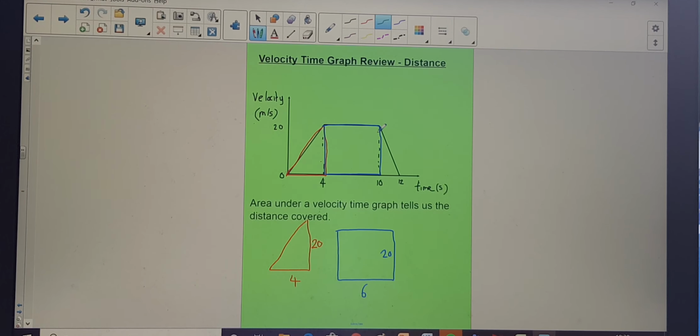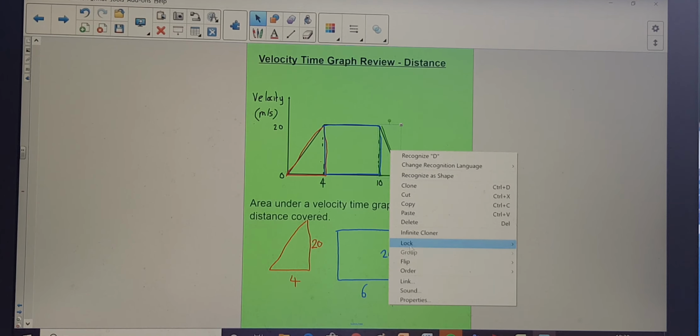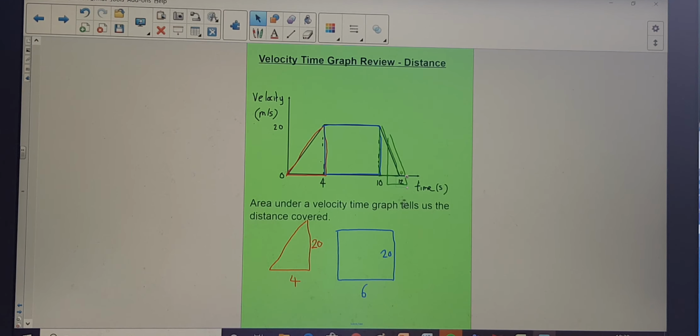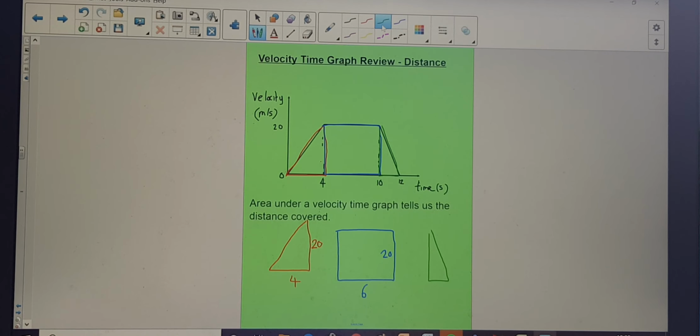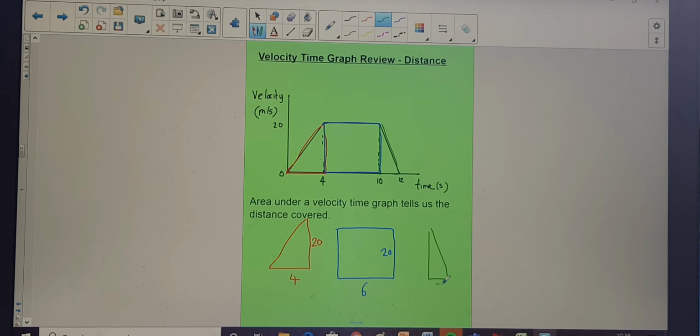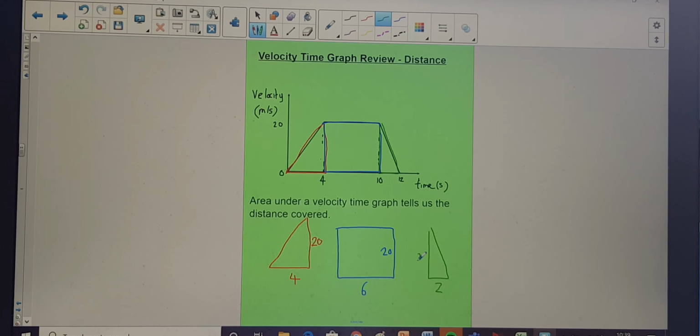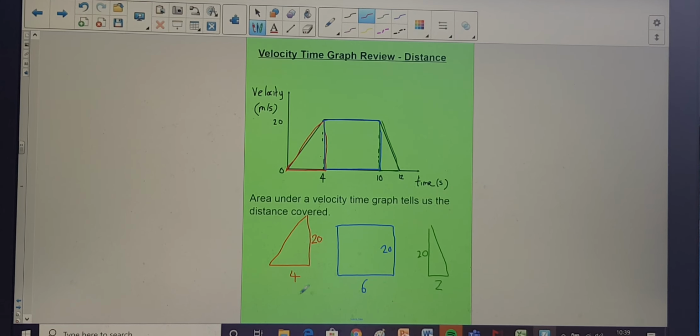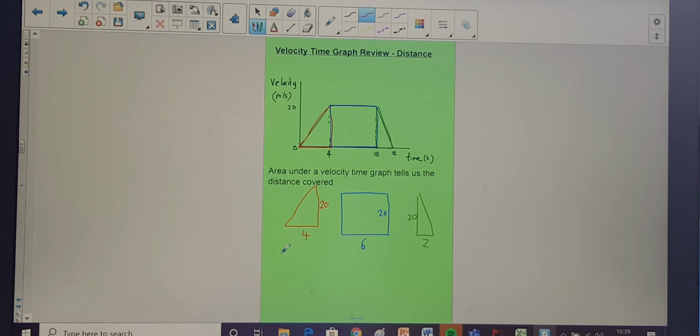And then we finally have one more shape here. And this shape is also a triangle, which has a base of, the difference between 12 and 10 is 2 across the bottom, and then it goes up by 20. The area underneath the velocity time graph tells us the distance. Well, let's work out the area of each of these things.